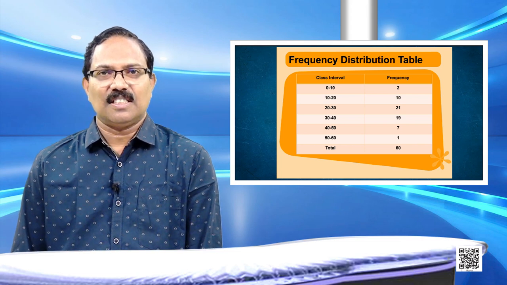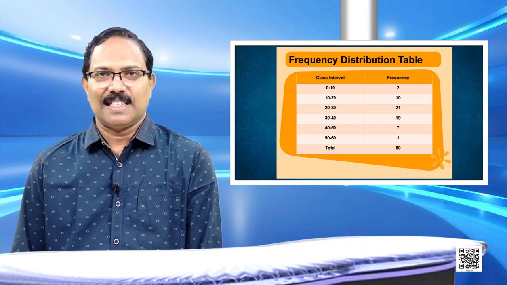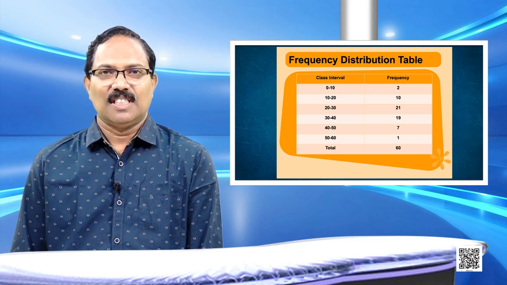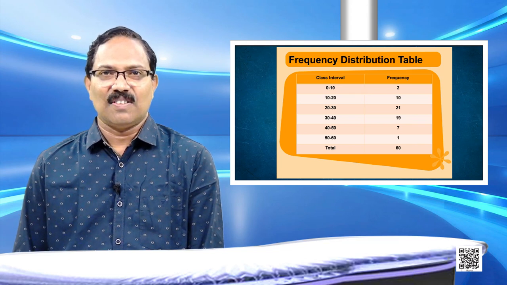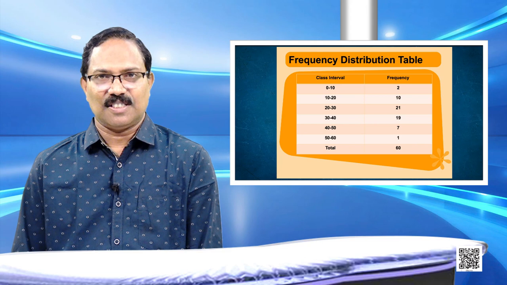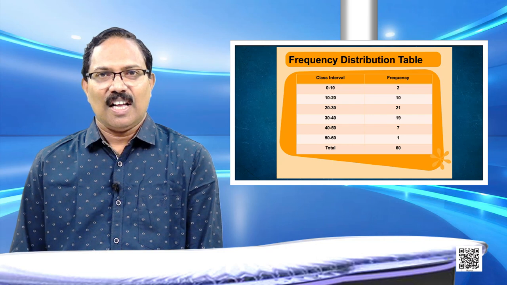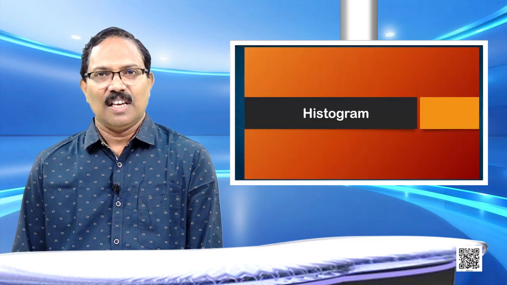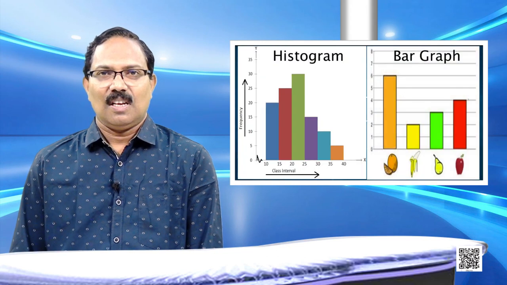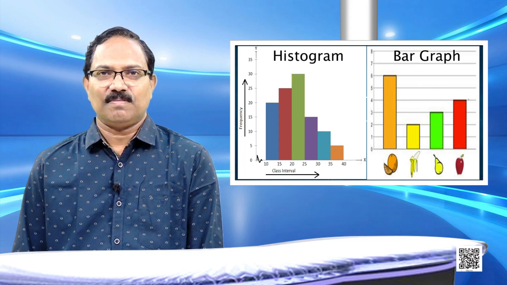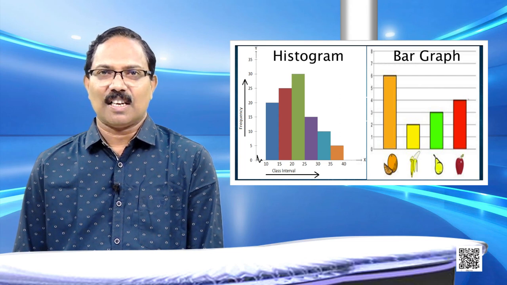Whatever the graphical representation you have learned earlier may not be suitable to represent the present data, because this data is a continuous one and also the data is given in different class intervals. In such cases, we will use a graphical representation called histogram. A sample histogram is shown here. Look into the sample histogram. Is it a bar graph? No, but it is similar to bar graph.